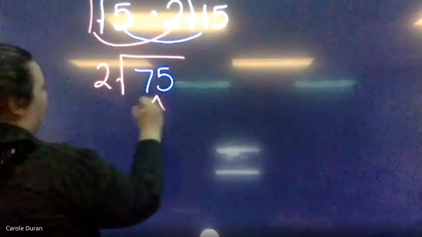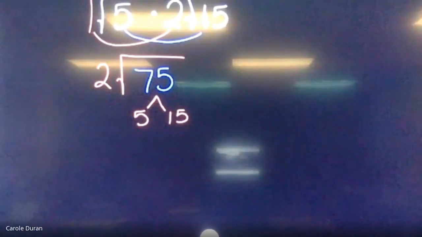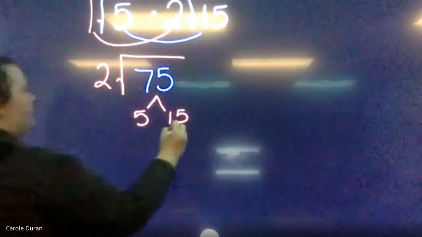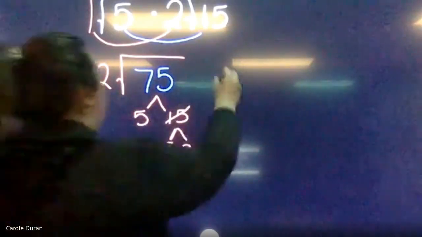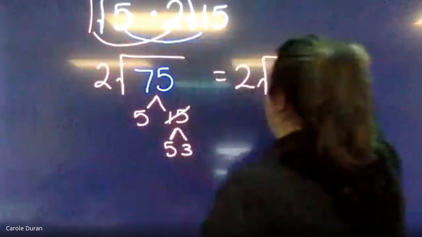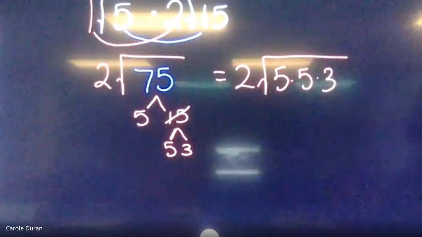How am I going to simplify the square root of 75? Factor tree. What multiplies together to get 75? 5 and 15, obviously, we just did it. 5 is prime, 15 is not. What multiplies together to get 15? 5 and 3. So what I'm left with is 2 times the square root of 5 times 5 times 3.